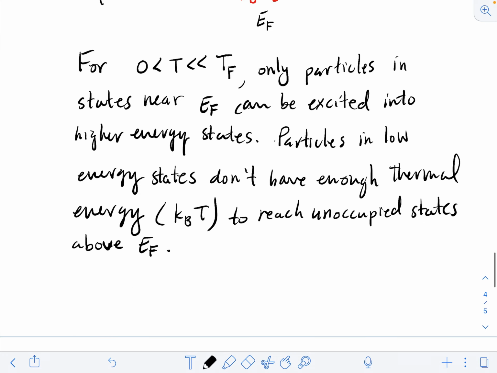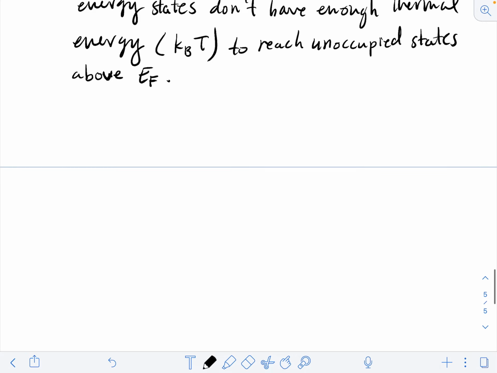Okay, and so that explains why some of the low temperature properties of these systems are proportional to temperature, because as you increase the temperature, the number of particles that can be excited into higher energy states increases in proportion to T.